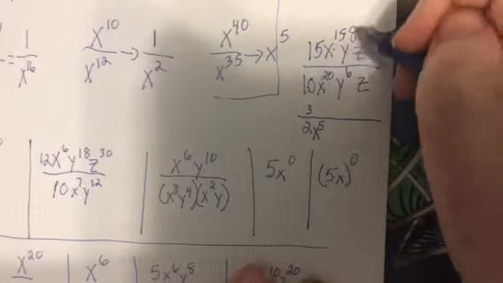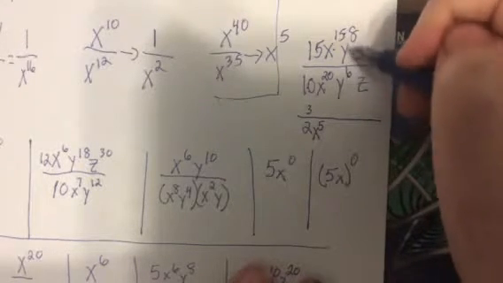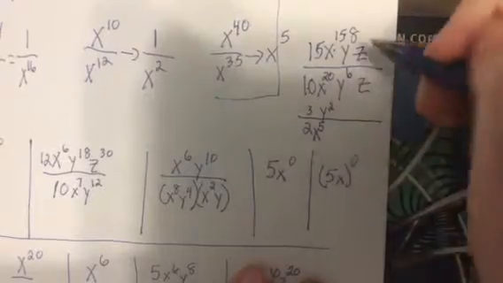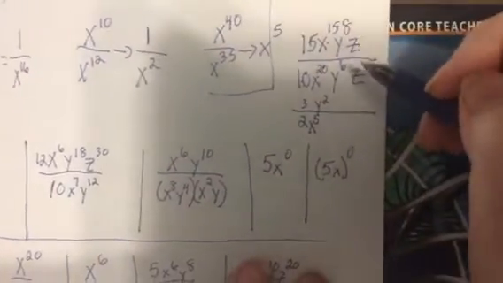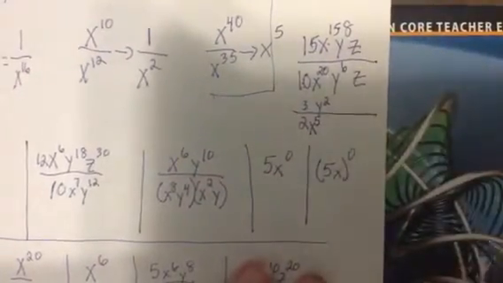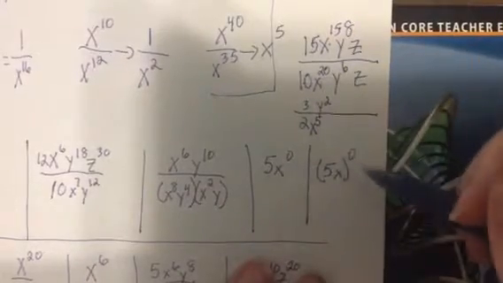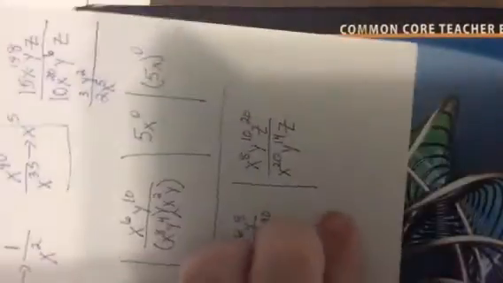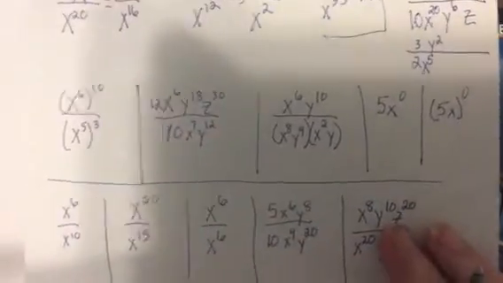Then y to the 8th over y to the 6th: 6 of these cancel with 6 of these, so you'd have y squared on top, or 8 minus 6. And then the z's just cancel, and then 1 times anything is the anything. Boy, that's a long division bar I made, isn't it? So once again, no, that wouldn't work better.